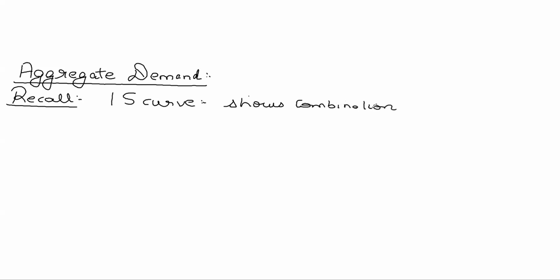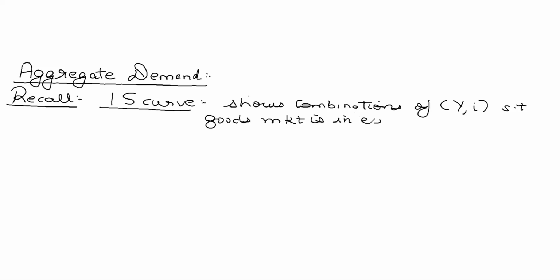Okay, so recall the IS curve shows combinations of Y and I such that the goods market is in equilibrium. Goods market is in equilibrium means output is exactly equal to the aggregate demand.